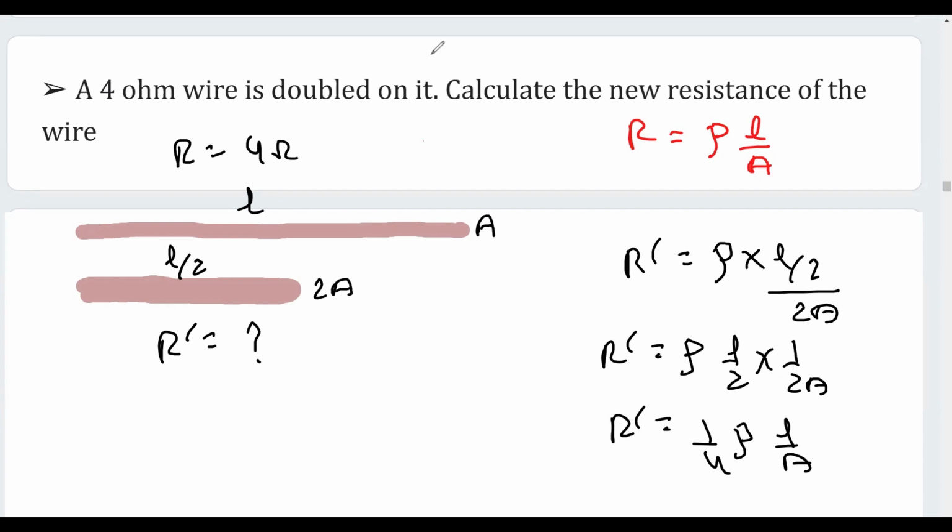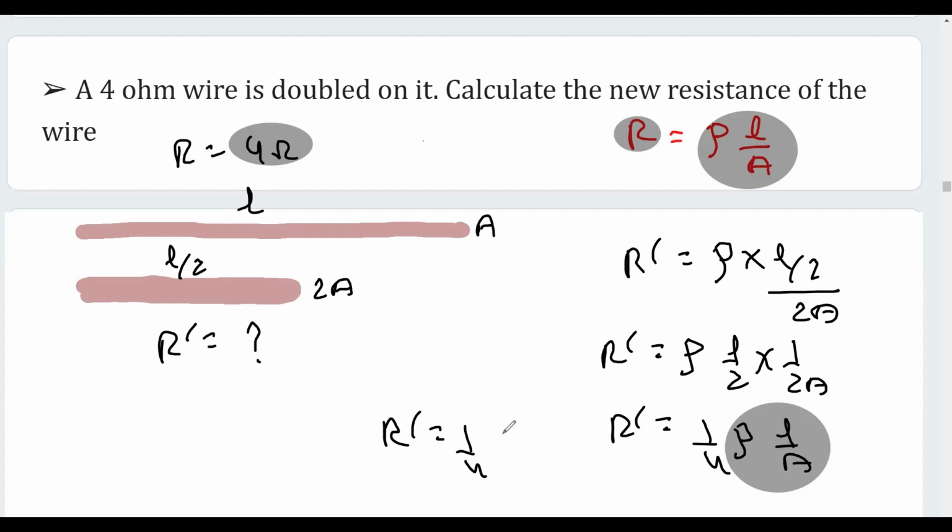And this rho L over A is R, and R is 4 ohm. So the new resistance of the wire, R dash, will be 1/4 of the original resistance of 4 ohm. So this gets cancelled here, and the new resistance is 1 ohm. This is omega, the sign for the SI unit of ohm.